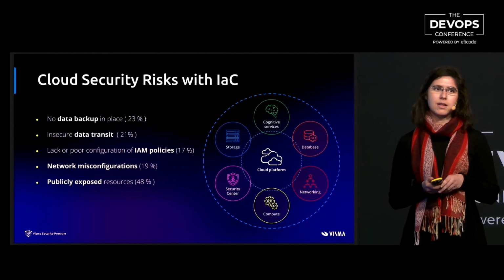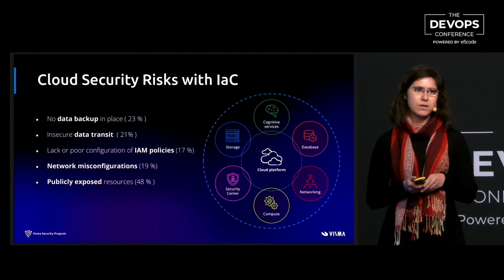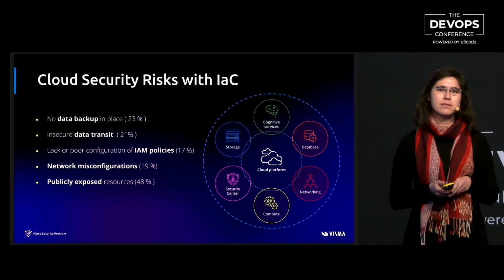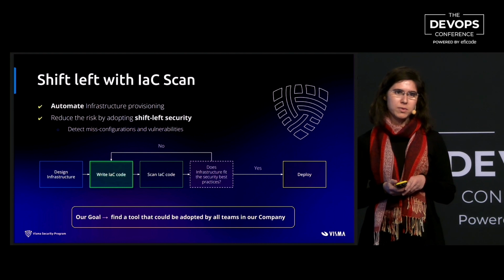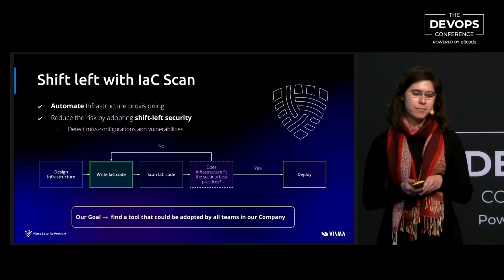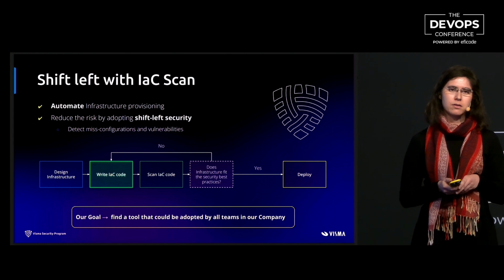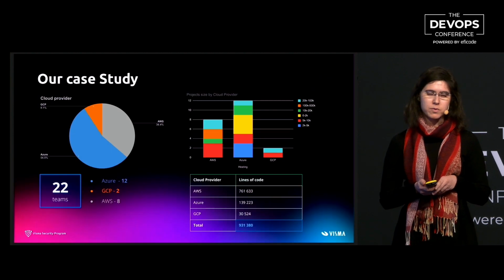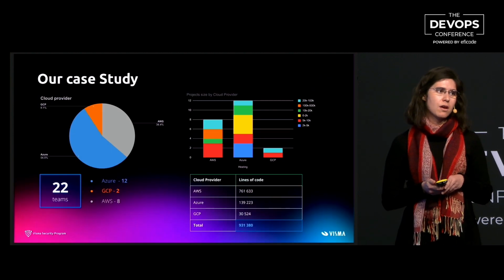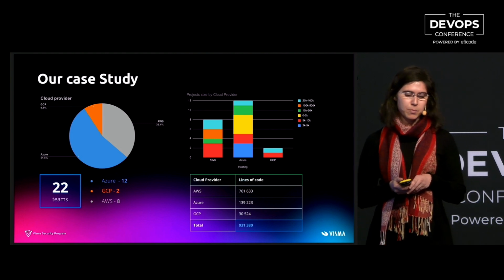And from what we have seen in different reports, there was a lot of insecure data transit, misconfigurations, network misconfiguration, and a lot of publicly exposed resources. So we said that we should adopt this in our company as well. So our goal was to find a tool that can be adopted by our teams that are using different cloud platforms. We had 22 teams having their workloads on Azure, AWS, and GCP.